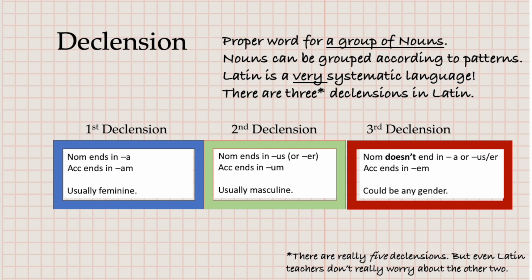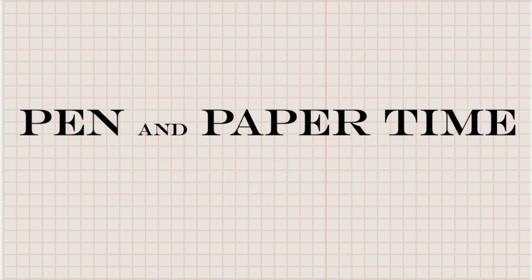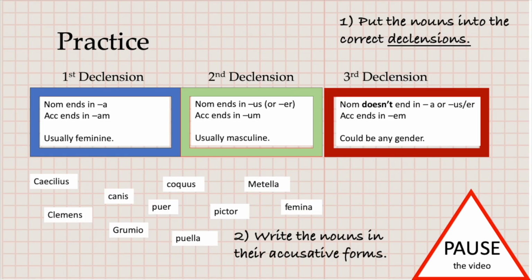Time for you guys now to grab a pen and some paper, or whatever your usual method of writing stuff down is, and let's have a look at some practice examples of this and try and sort them out. Okay, so the point of this exercise is to put the nouns into the correct declensions. So you've got a whole bunch of nouns there floating around at the bottom, and you're going to sort them out into first declension, second declension and third declension. And when you've done that, you're going to have a go at writing the nouns in their accusative forms. All the information you need should be on that page. Let's pause the video now.